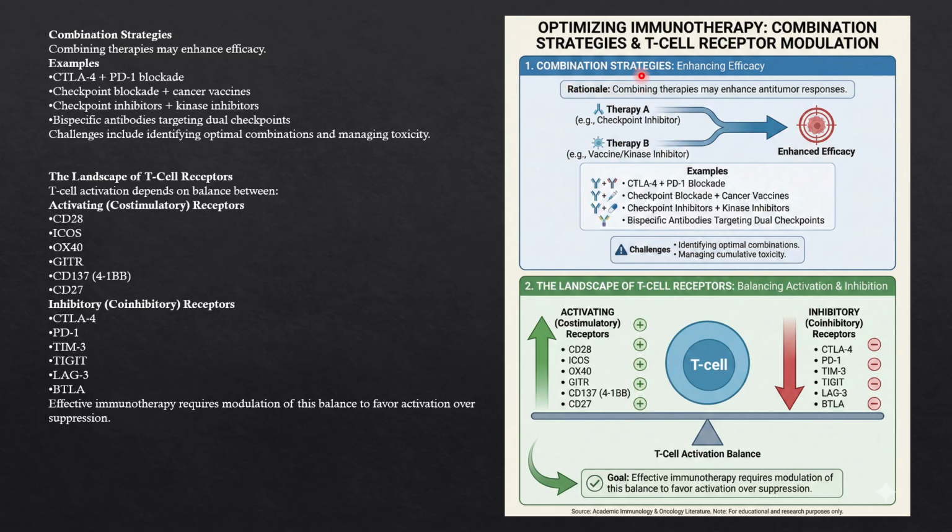The first one is the combination strategies, which enhance the efficacy, where the therapy of the checkpoint inhibitor, as well as therapy with a vaccine and a kinase inhibitor, for example, enhances the efficacy. There are certain examples and challenges. The landscape of the T cell receptors is about balancing activation and inhibition. So certain receptors can be activated and certain receptors can be inhibited, thereby balancing T cell activation. The goal of effective immunotherapy requires modulation of this balance to favor activation and prevent over-suppression. So with this, we come to the conclusion of this course.